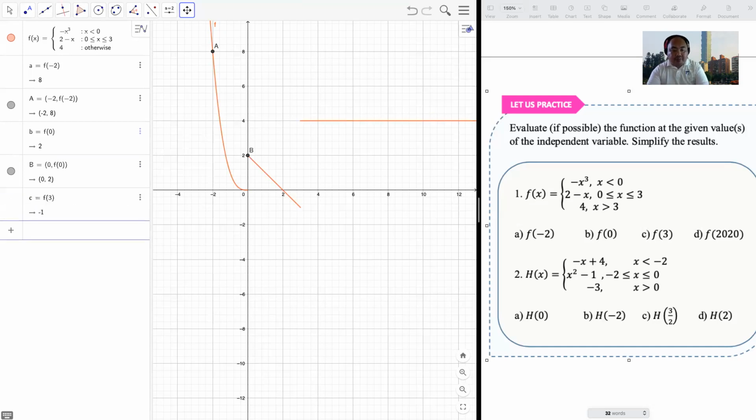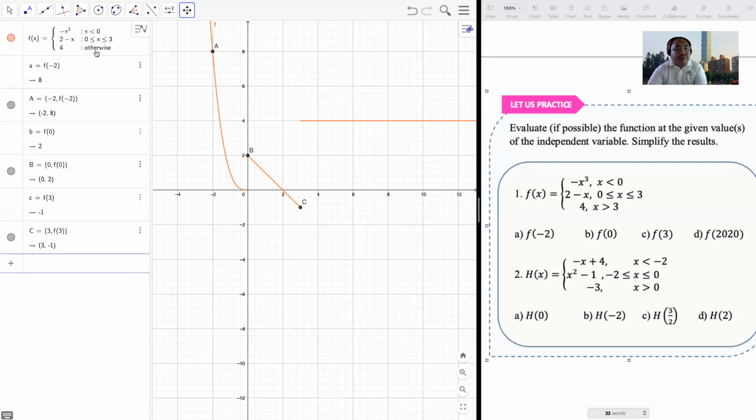F of 3 is negative 1. Or if you want to graph that, it's negative 1, f of negative 1. Which is, sorry, I made a mistake. Okay. f of 3. Why did I enter that? Negative 1. F of 3. 3, f of 3. And you should get 3, negative 1.